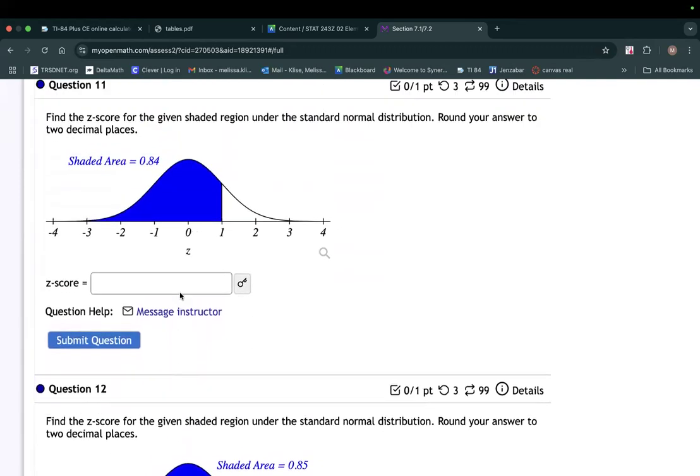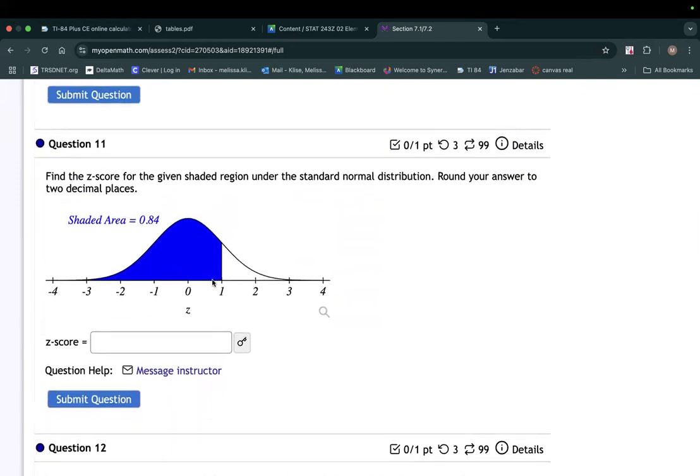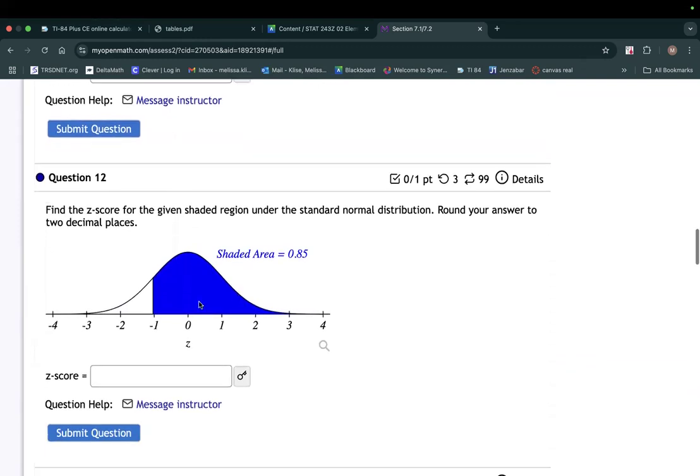Make sure that this one is -1e99 to... oh wait, this is inverse norm. I was just going to do it backwards. This one's going to be inverse norm, but you're going to do 1 minus what you get because this one's shaded to the right. So you will need to do 1 minus this. So if 0.85 up here is shaded, you want 0.15.